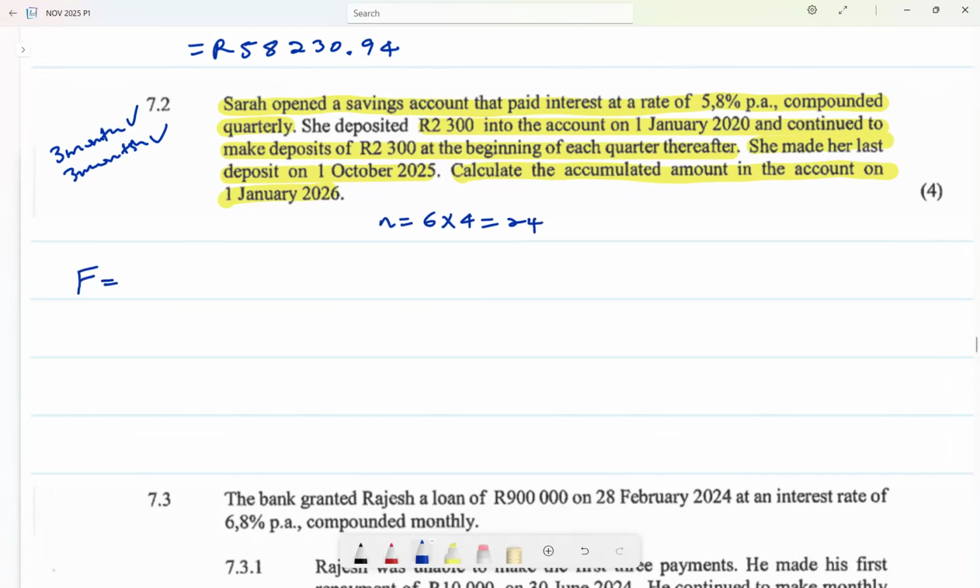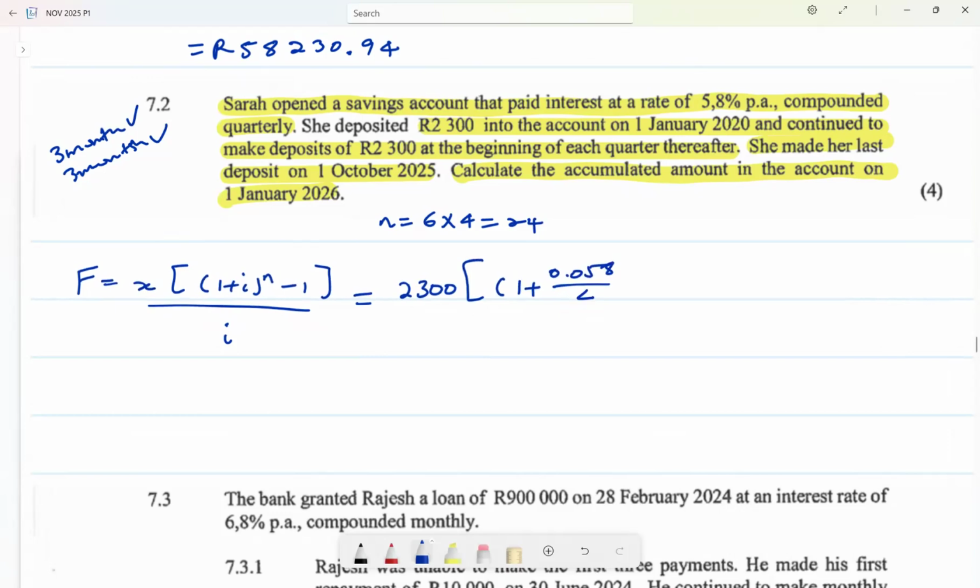To calculate the accumulated amount, the future value is going to be x times 1 plus i to the power of n minus 1, all divided by i. Let me substitute in here: x is the constant deposit of 2,300, times 1 plus the interest, 0.058 divided by 4 since it is computed quarterly, to the power of 24 minus 1, all divided by i, which is 0.058 divided by 4.